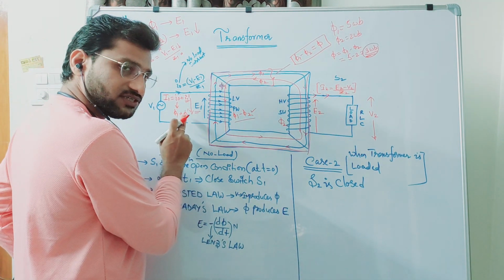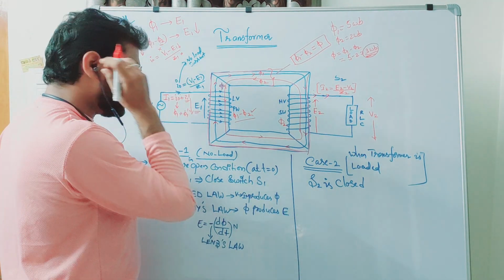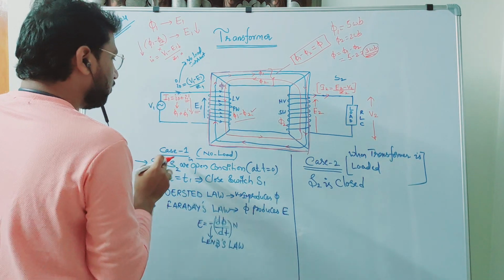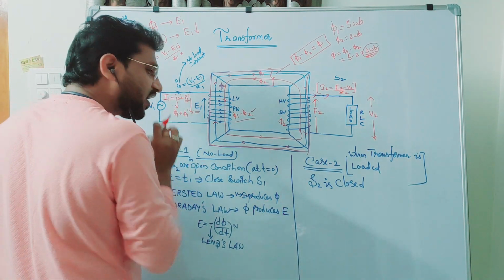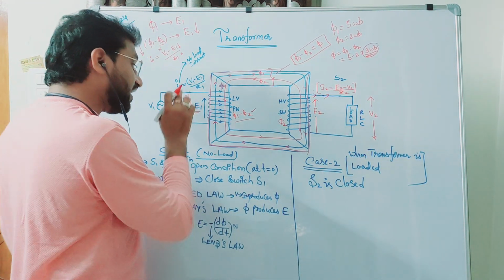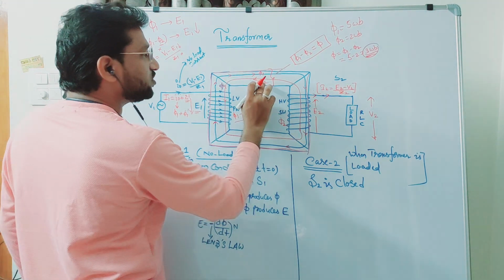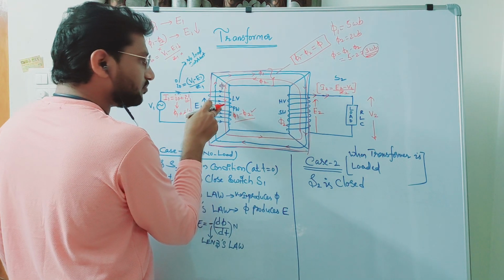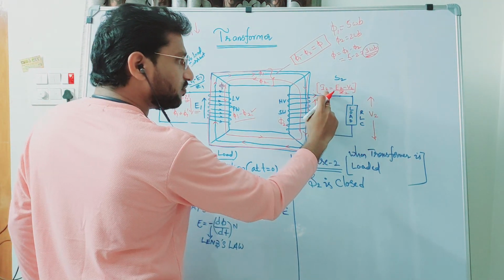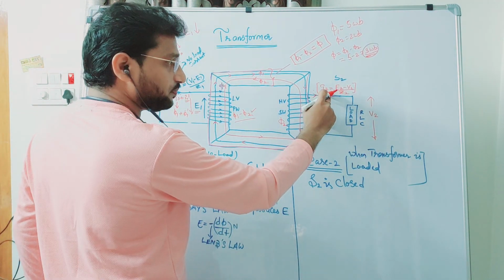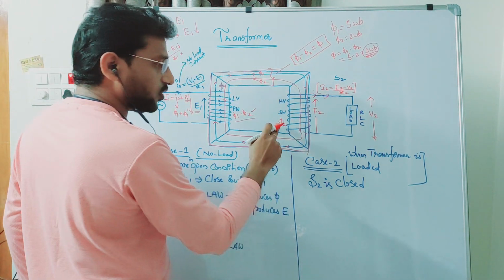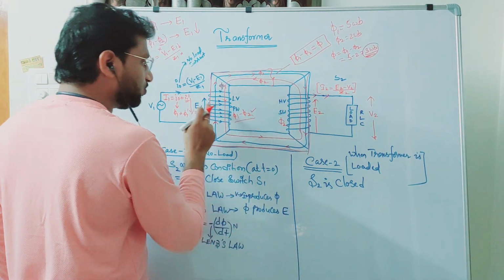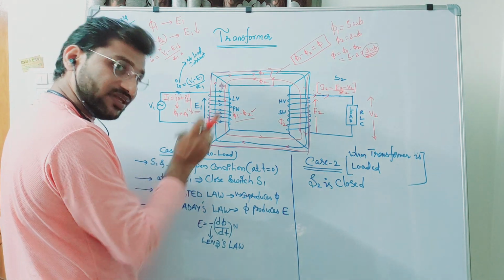This I1 dash will produce phi 1 dash. Now tell me, what is the magnitude of this phi 1 dash? It is exactly equal and opposite of phi 2. What is the reason? By adding load, you are getting I2. By I2, you are getting phi 2. By phi 2, the value of flux decreased here by that amount.